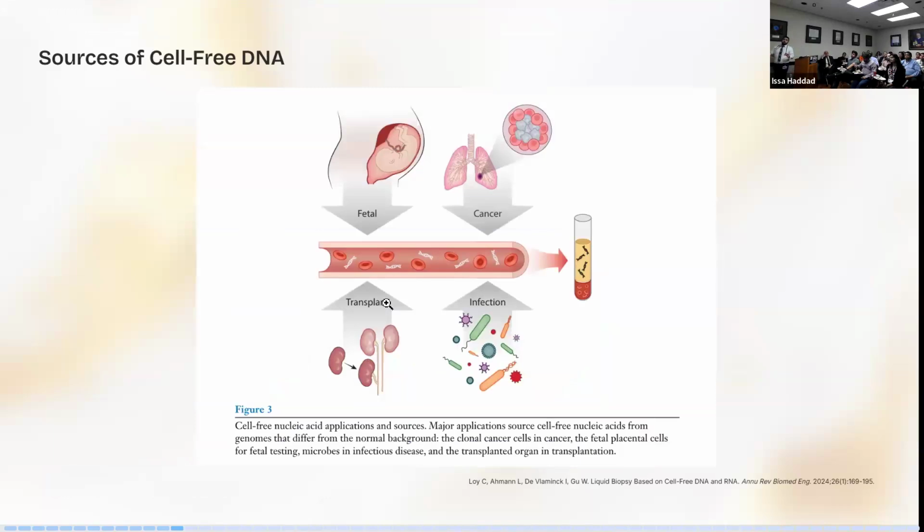And it's not only coming from our own body cells. It comes from fetal placental cells that get shed, from transplant organs, which is our topic today, from infections and microorganisms that have DNA or mRNA that also get shed, and from cancer and tumor cells as well.